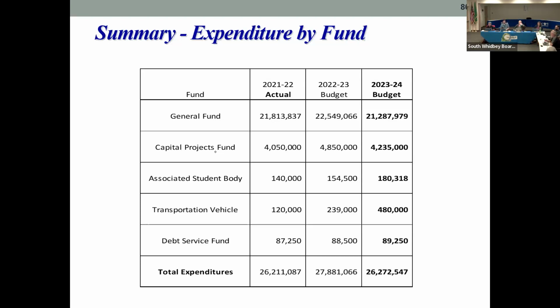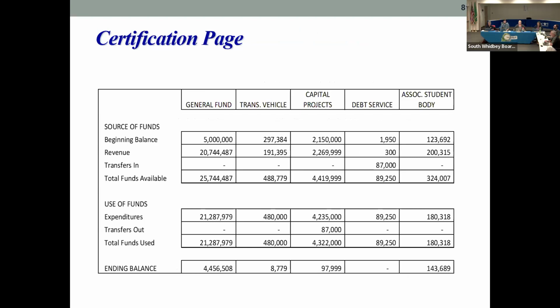So, a summary of all the funds: you can see that the general fund actually is less than the current year budget and also less than 2 years ago actual. But totally, if we look at all budgets together, we're looking at $26,272,547, including capital projects, ASB, transportation, and debt service. And this is just referred to as a certification page. It's something we do to OSPI that basically shows the beginning fund balance, the revenue that's added to it, and the expenditures, to make sure there's not a negative fund balance at the bottom for any of those accounts. And you can see how they all work.